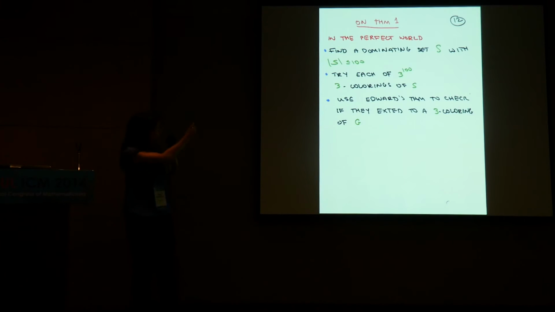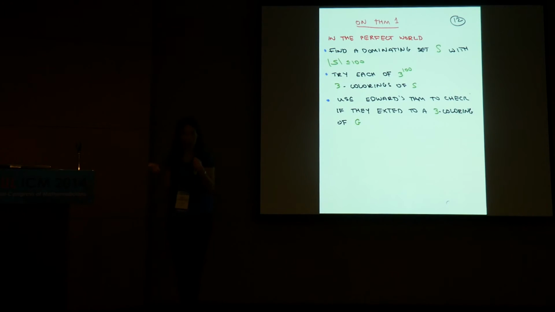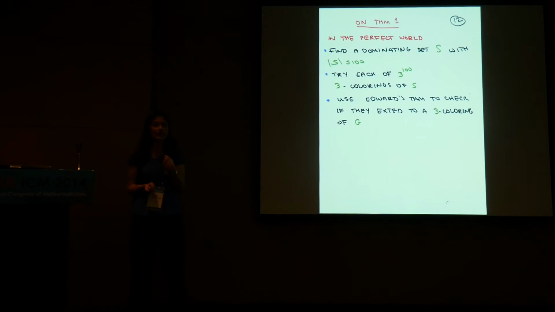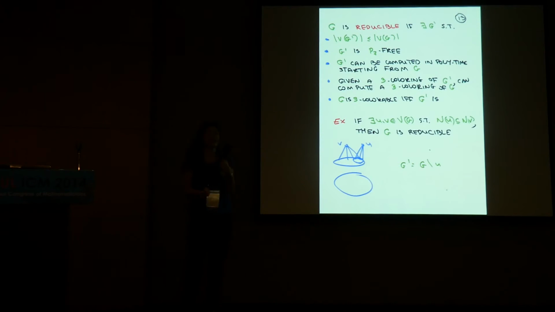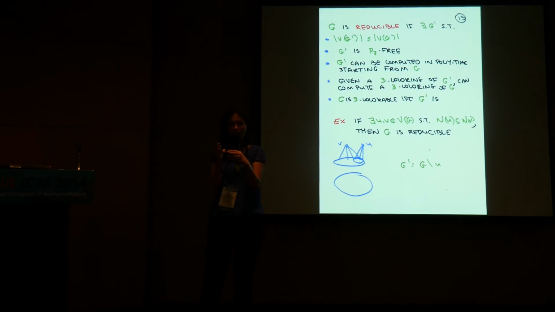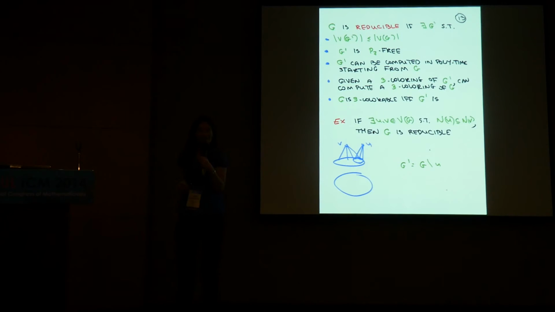All right, so this is what we would like to happen. In reality, this doesn't happen, but what we do is kind of massage our graph until something like that does occur. So let me explain this. First of all, I'm going to say that a graph is reducible if, in order to test whether this graph is three-colorable, it's enough to test whether a smaller graph is three-colorable. And so the first half of the slide is a rigorous definition of that, so you don't need to read. Reducible just means in order to color this graph, it's enough to color a smaller graph.